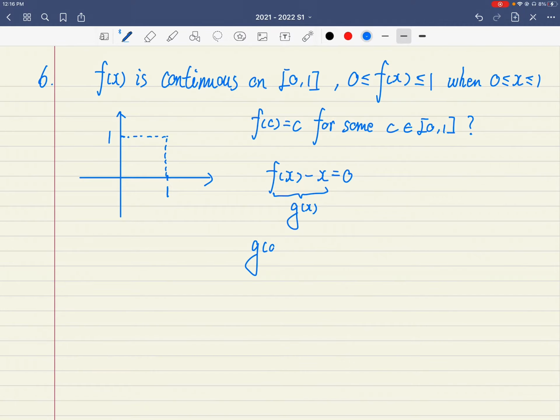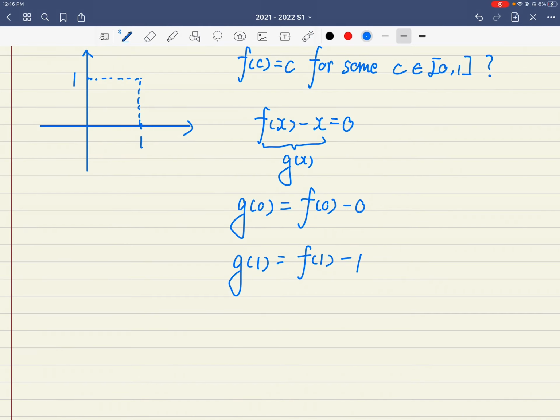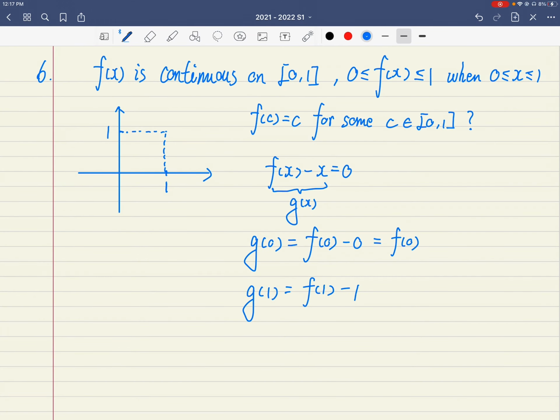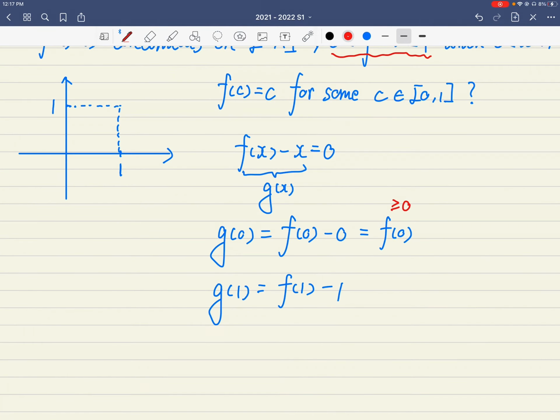So we'll talk about g(0) and g(1). What is g(0)? g(0) is f(0) minus 0. g(1) is f(1) minus 1. Just do the substitution. And then g(0) is just f(0). Do we know anything about f(0)? Yes, we do, because your f(x) is always between 0 and 1. So we know f(0) will be greater than or equal to 0.